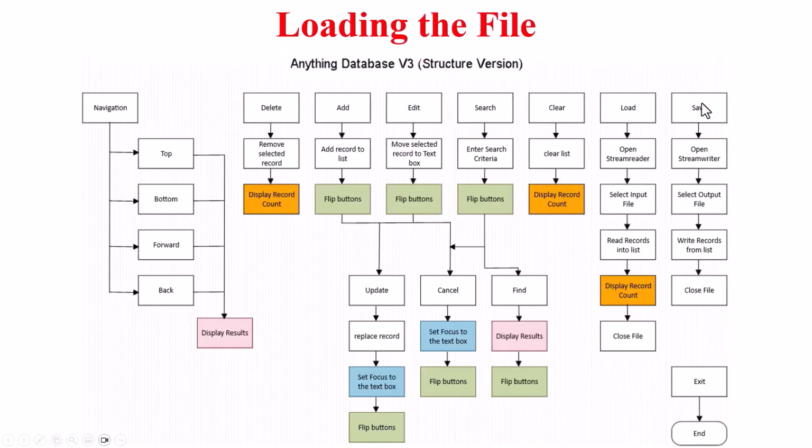And like the save button, it's sitting over here on the side. And we're going to do a load. We're going to open the stream reader instead of the stream writer this time. We're going to select the input file, which will be the same file we created in our output file here. We're going to read our records from the list, not into a list. Well, actually, yes, we'll be reading them into a list, or actually into our structure list. That's what we're actually going to be doing there. We're going to display a record count and then close our file.